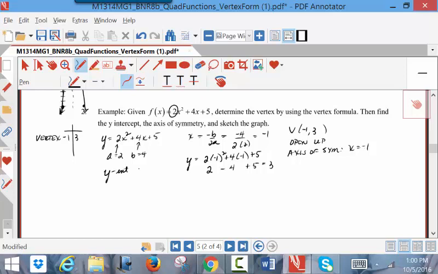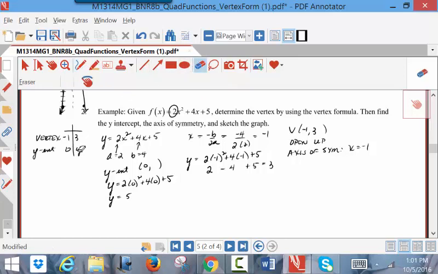So the y-intercept is the point where the x value is 0. So it's again like a table of values over here. And now I need to get the y-intercept. And in standard form, we've already talked about that's the easiest way to get this one. So it's 2 times 0 squared plus 4 times 0 plus 5. So the y-intercept is the point 0, 5.